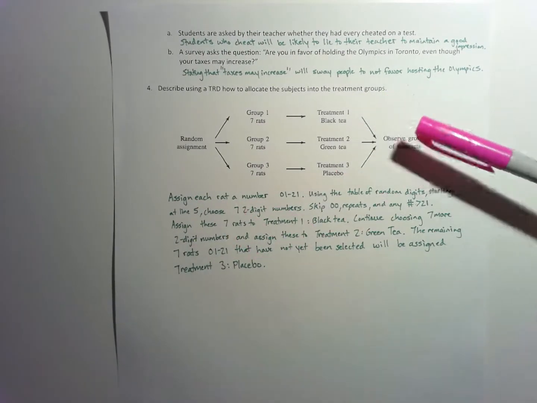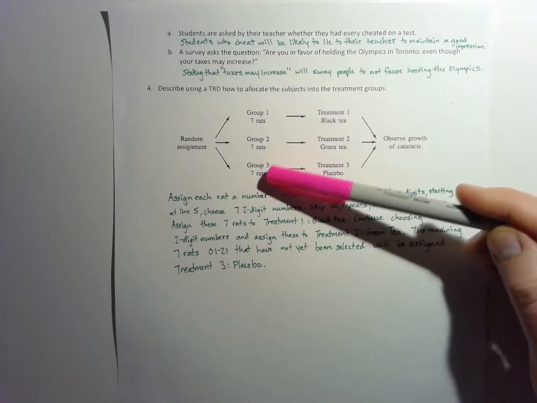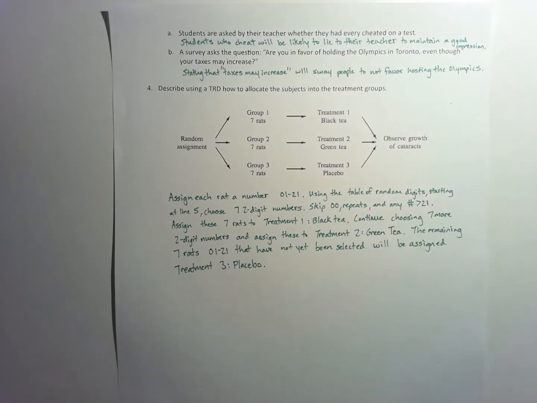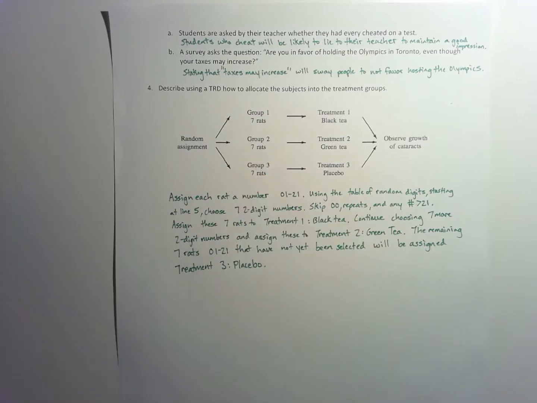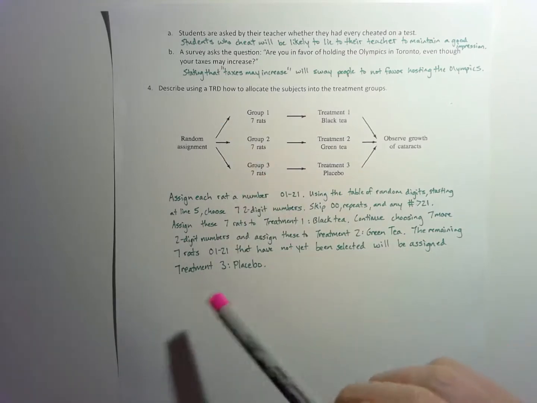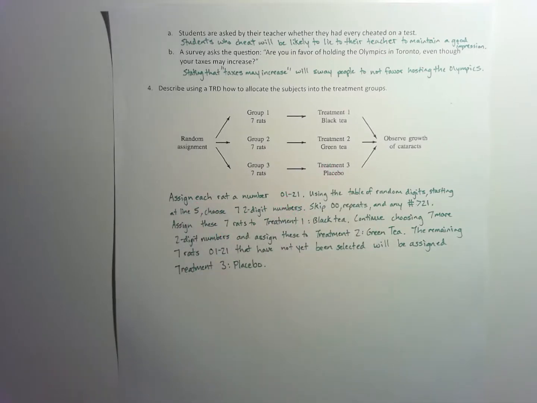And the last one was to describe again how to assign the rats to the 3 treatment groups using your table of random digits. So I just saw that there were 21 rats that we need to choose. So assuming they're all sitting in cages and they have to go through a treatment, I would assign each rat a number 01 to 21. Using the table of random digits starting at line 5, and I just picked a random line, choose 7 2-digit numbers. Skip 00, repeats, and any number greater than 21.